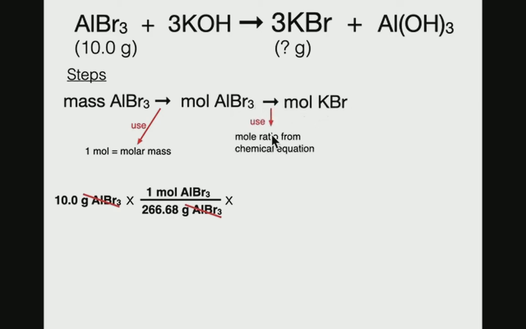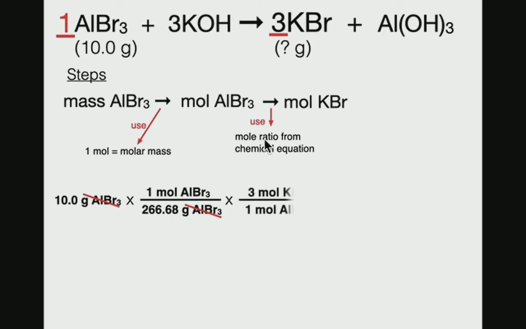To do that, we'll be using the mole ratio from the chemical equation. Now the mole ratio from the chemical equation is the coefficients. So in this reaction, for every 1 mole of aluminum bromide, we will make 3 moles of potassium bromide. When you look at the coefficients in a balanced chemical equation, think moles. So 1 mole of aluminum bromide reacts with 3 moles of potassium hydroxide to produce 3 moles of potassium bromide and 1 mole of aluminum hydroxide.